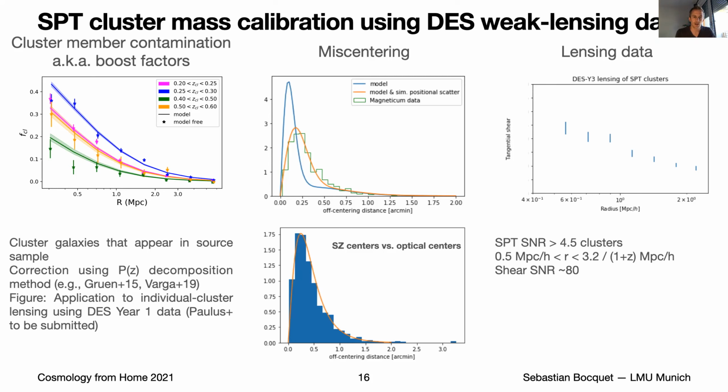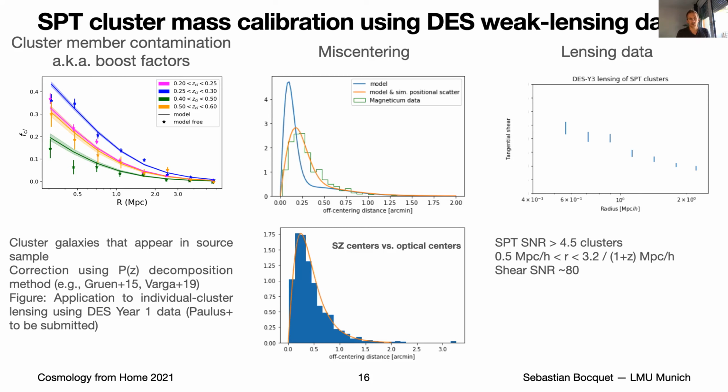In the top plot here, I show the off-centering in the Magneticum hydro simulation. The data was processed by Lindsay Bleem. The green histogram is the simulated data, and in color, especially in orange, we have our model that's able to reproduce the data. In the second step, we look at the miscentering between SZ centers and optical centers. Again, we have the data this time in blue, and then the model in orange, which indicates a good fit.